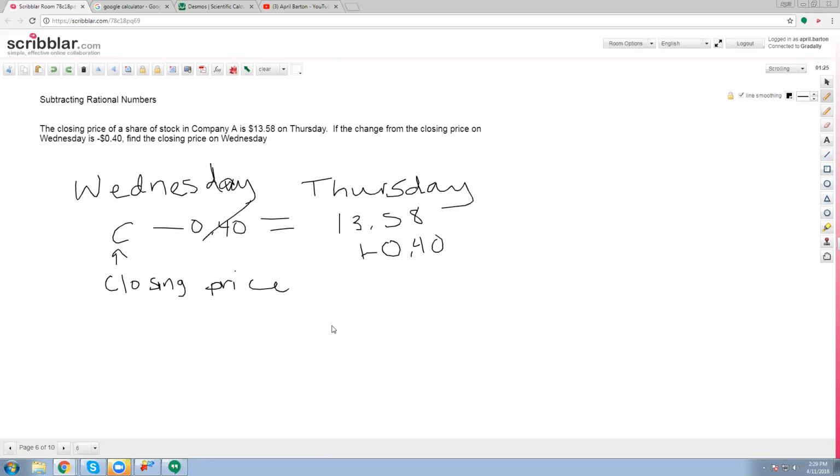And if you don't want to write the entire equation, that's fine. Just know when you see this problem, even though it says minus this price, they're going backwards in time, and you have to do the backwards operation. So then you just add it again, either in your head or using a calculator. 13.58 plus 0.40 is 13.98.